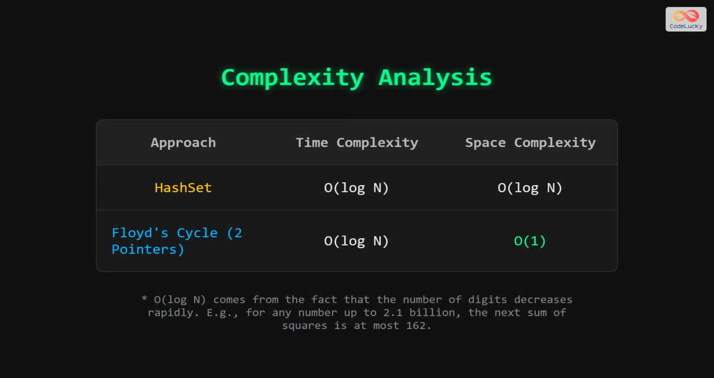Let's compare the complexity. Both approaches have a time complexity of big O of log n, and this might seem surprising, but the number of digits decreases very quickly, so the sequence length remains small. For space complexity, the hash set approach uses big O of log n space to store the history. However, Floyd's cycle-finding algorithm uses constant space, big O of 1, making it very efficient.